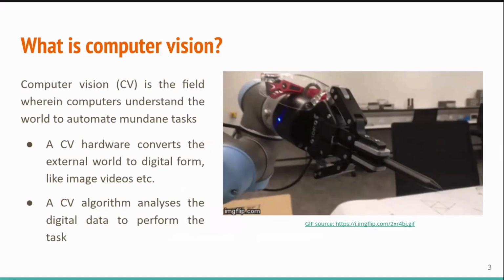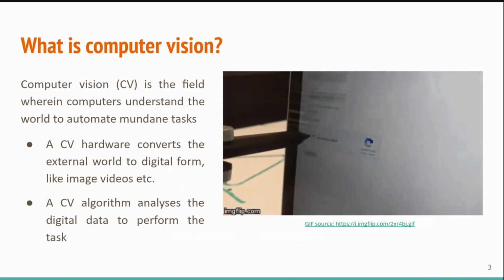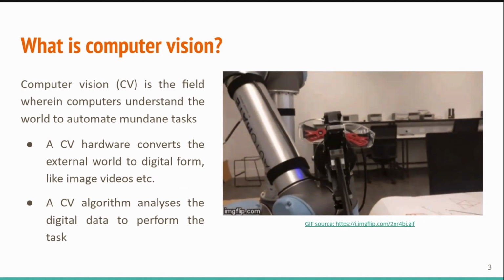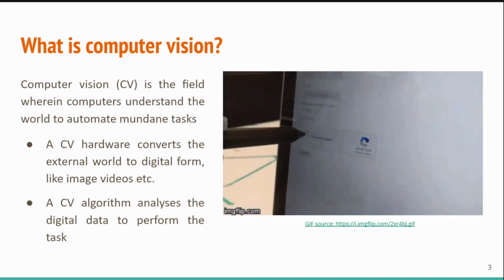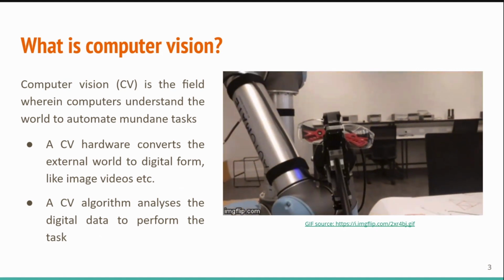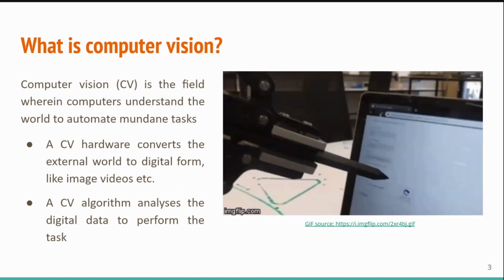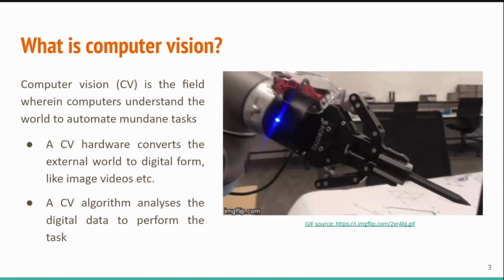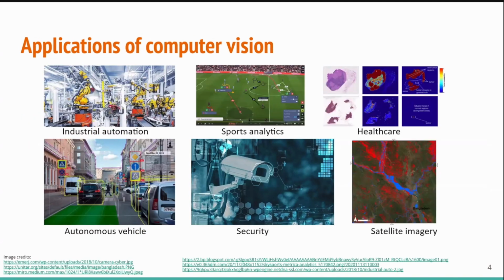Computer vision is a way of making computers understand the external world. How does it do that? It has a hardware component, which is a camera, which can be a cell phone or anything, which converts the scene into a digital form that can be read by a computer. And there is a CV algorithm, a computer vision algorithm, which does the analysis on this digital data and performs whichever tasks we need. There are plenty of applications for computer vision.